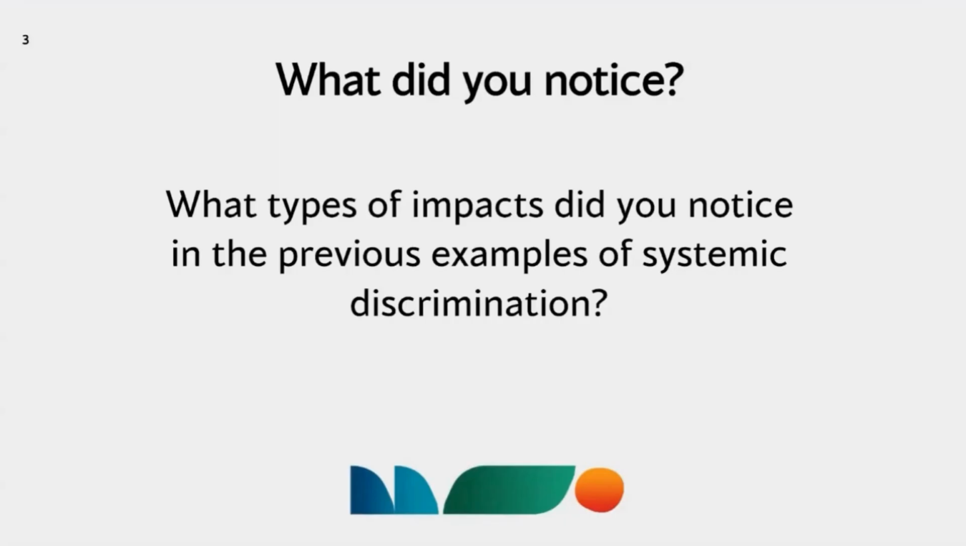Take a minute to reflect on the examples of systemic discrimination that were shared in Module 2 and think about the three types of impacts we identified. We'll look at each type of impact more closely through the stories of people who were impacted. What types of impacts did you notice in the previous examples of systemic discrimination? Feel free to pause the recording while you reflect.